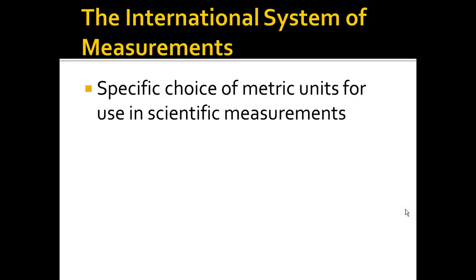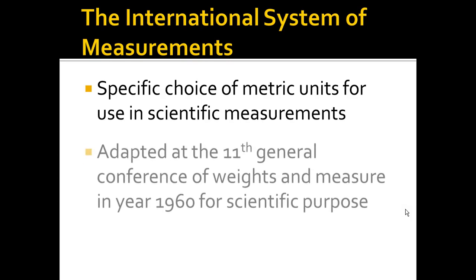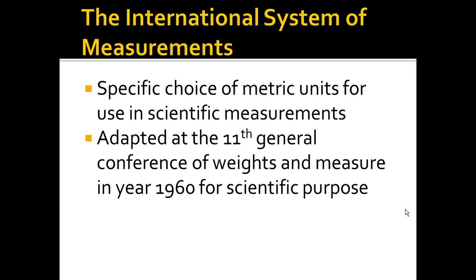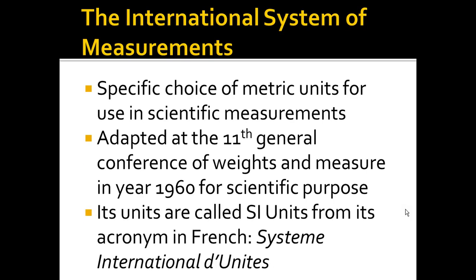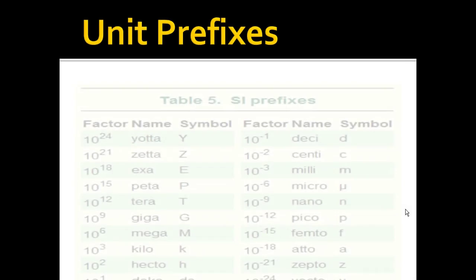For the international system of measurements, there are specific choices of metric units for use in scientific measurements. It was adopted at the 11th General Conference of Weights and Measures in 1960 for scientific purposes. Its units are called the SI units from the acronym of the French equivalent for the International System of Units.